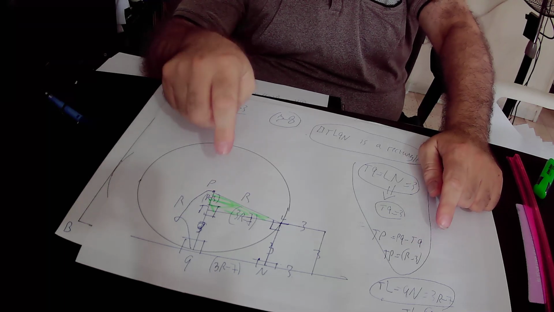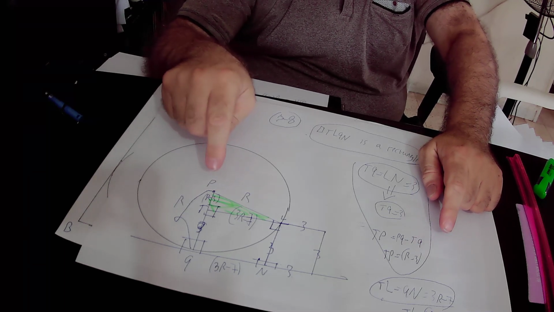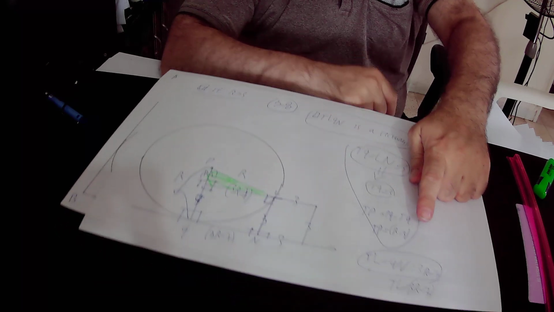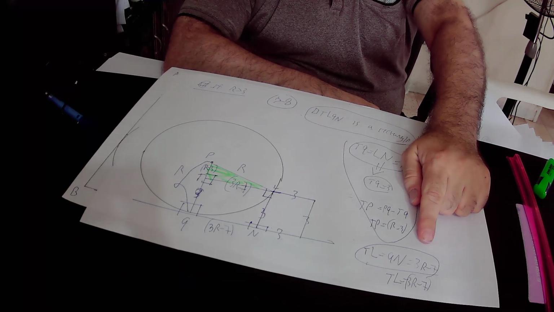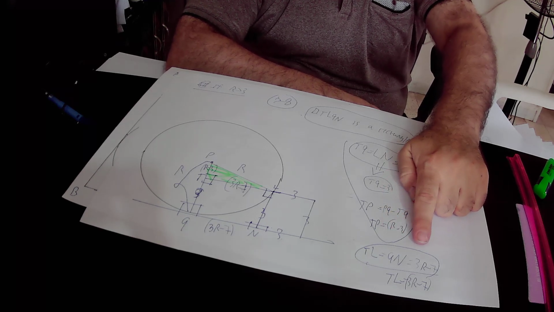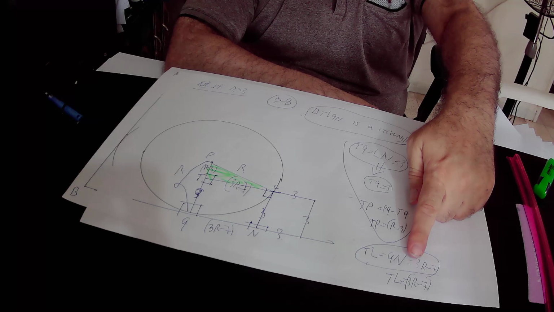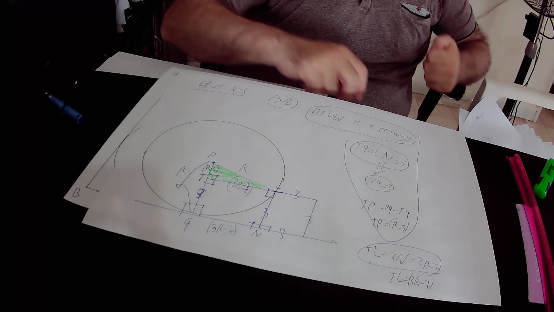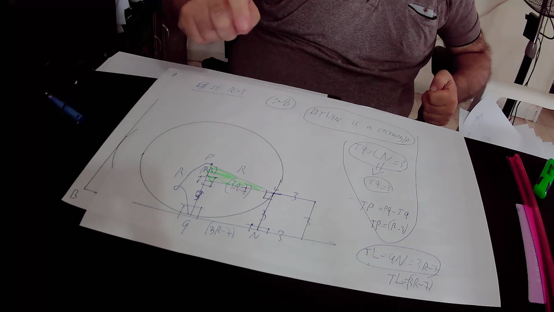According to the property that the opposite sides of a rectangle are equal to each other, we get that TL equals QN. But QN equals 3R minus 7. So TL equals QN equals 3R minus 7, and TL is also equal to 3R minus 7.